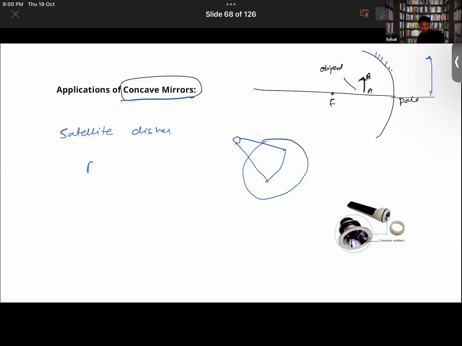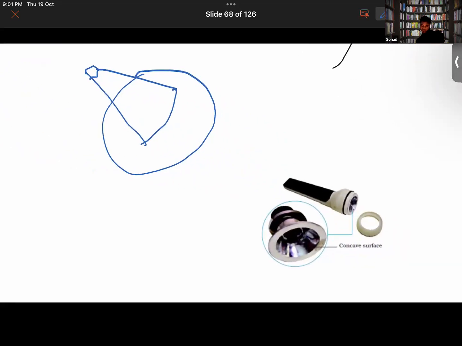Dentists also use this type of mirror. Shaving mirrors and makeup mirrors are also concave. Both of them have a concave mirror in them, right? The headlights of a car also have a concave mirror so that it can reflect light back in a straight path. Torches also use a concave mirror. Getting it now? Yes, sir.